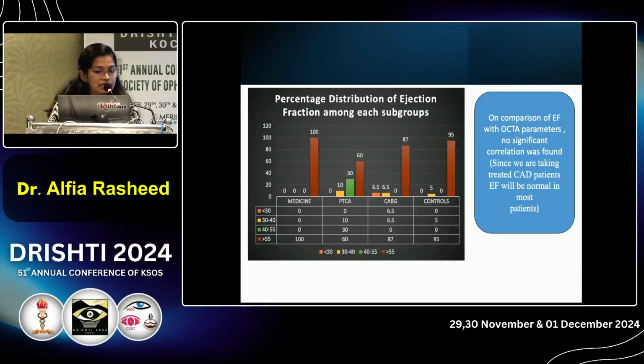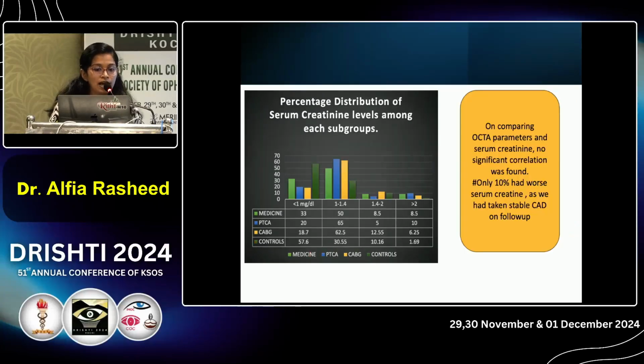We compared the ejection fraction with the OCTA parameters. Most of our patients had ejection fractions more than 55%, which is normal, and it didn't have any significant correlation with the OCTA parameters because we had taken treated CAD patients. Serum creatinine was also taken, which was within normal limits, less than 1.4 milligram per deciliter in most of the patients. Hence we didn't find a correlation between the OCTA parameters and the serum creatinine levels.